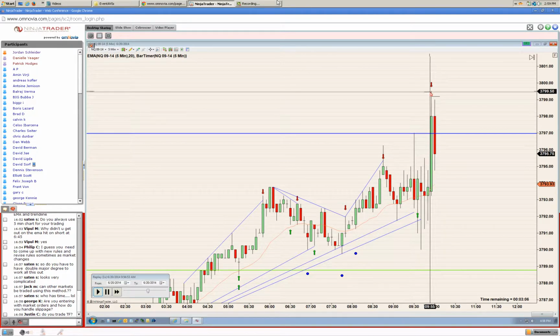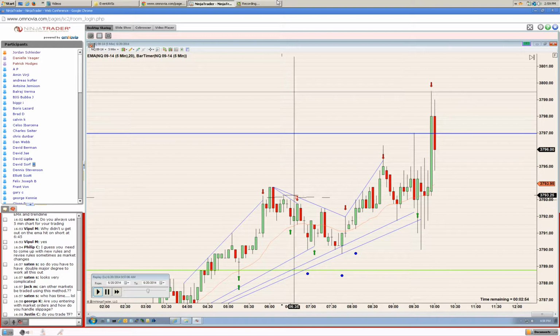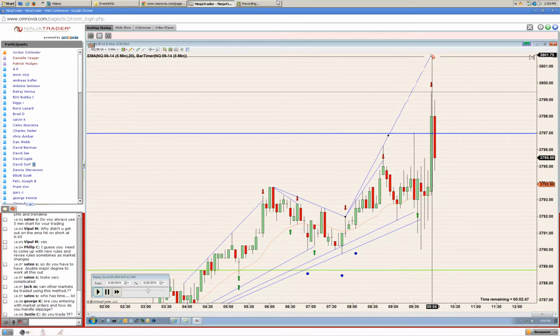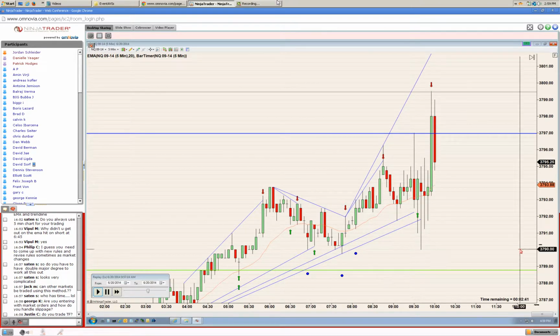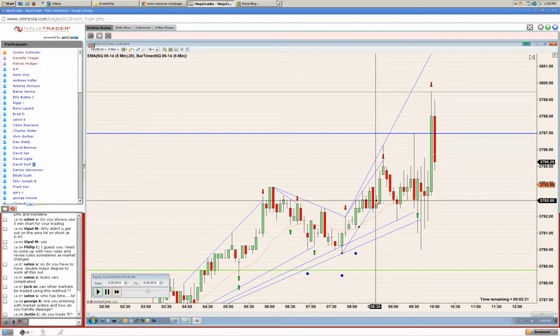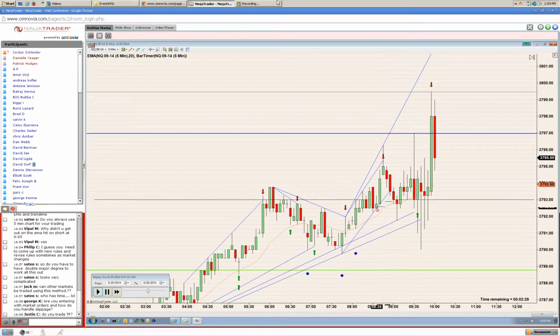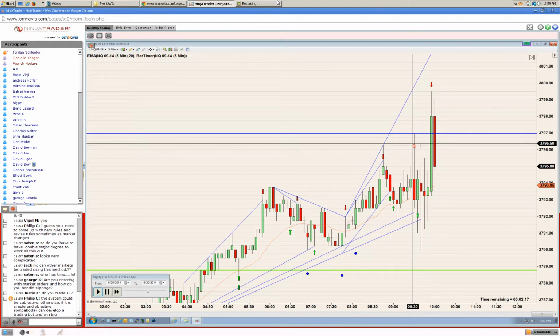There's a couple more in here. And again, when we're moving at a slower pace, it's a little easier to put these trend lines in. This was right here. And we actually had a long here and a second long off the EMA that both went to target up in here.